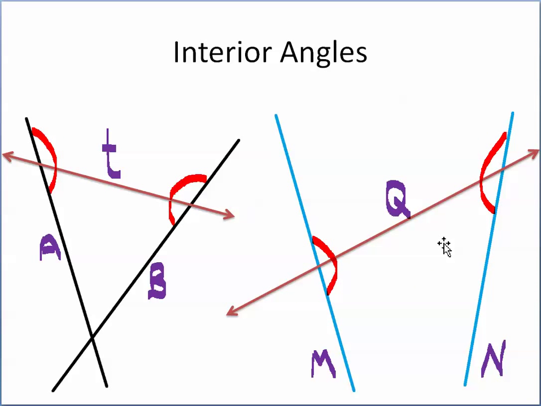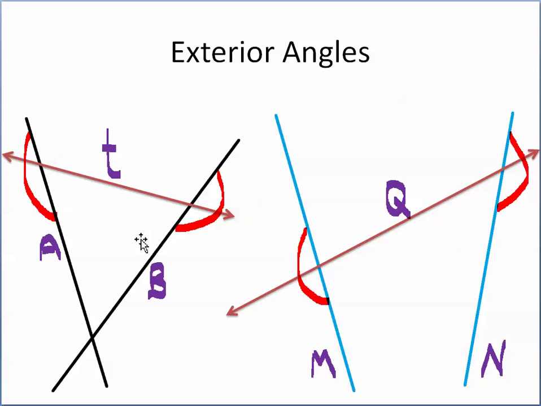Here we have interior angles. These are just the interiors. This is the interior, and this interior, because it's inside these two blue lines. These are the interior angles because they're inside these two black lines. Here we have exterior angles. They happen to be on the outside of the black and the blue lines, so we call them exterior.